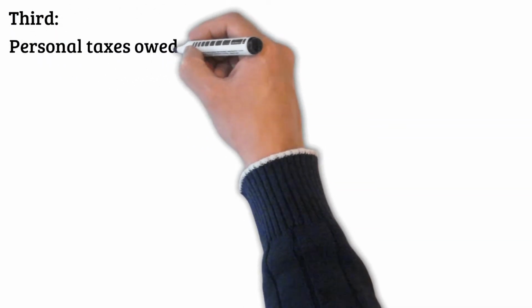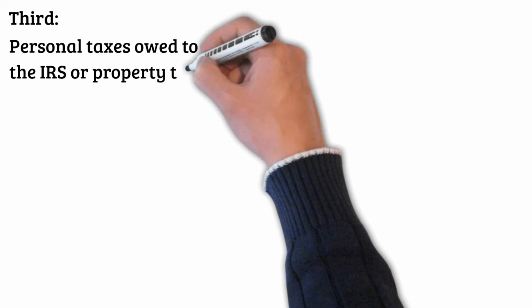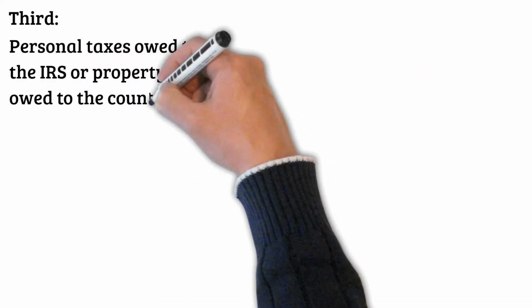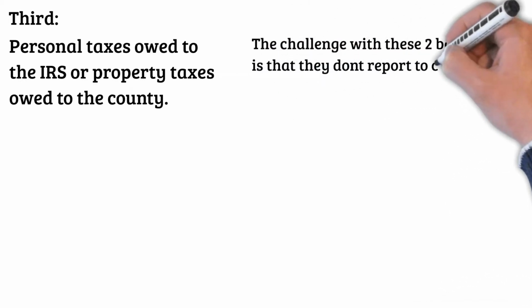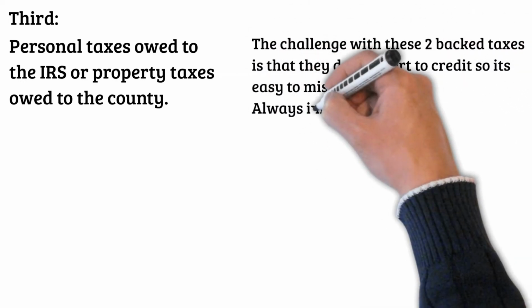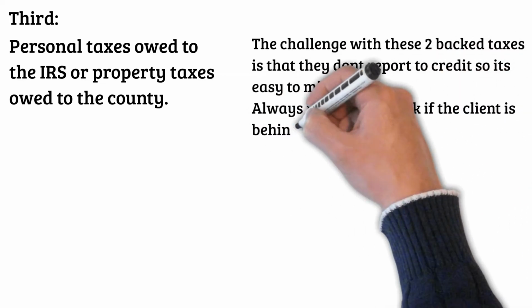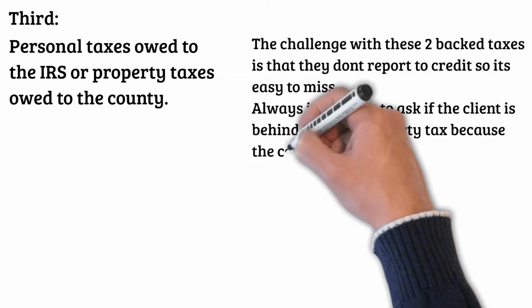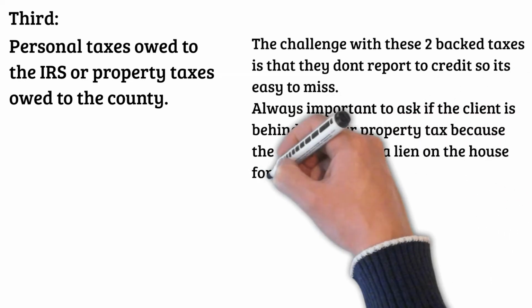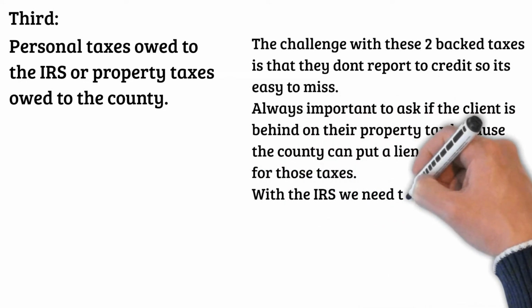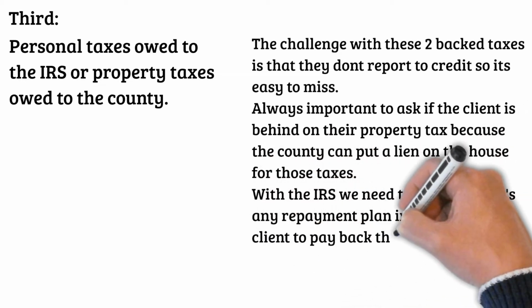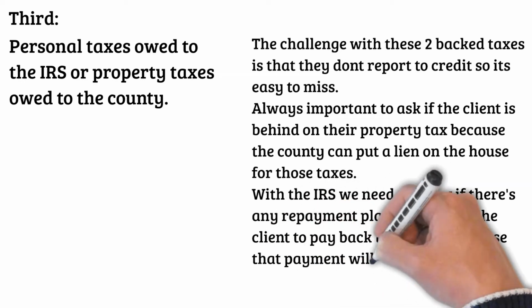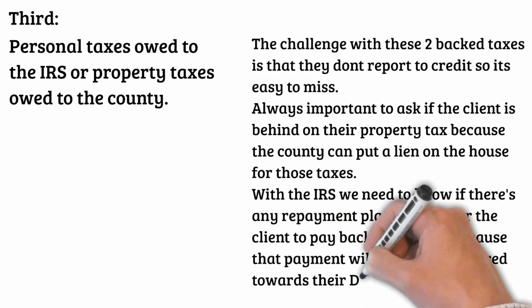Our third example is going to be personal taxes owed to the IRS and/or property taxes owed to the county. We need in some cases to account for these two in our debt to income ratios. The reason is that some clients owe money to the IRS, so they have a repayment plan with them, so we need to factor that in. Or the county has a certain amount of taxes due to them and they're going to put it on the title, so we also need to account for that cash flow to pay back those taxes. Hence, it can influence the monthly payment, so we need to figure out our debt to income ratio in regards to that scenario as well.